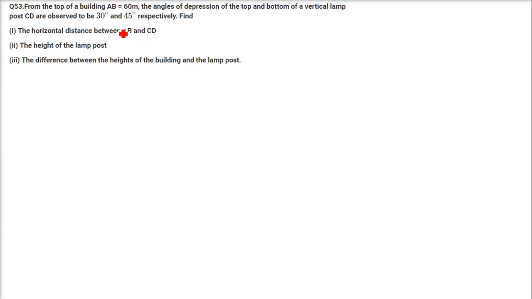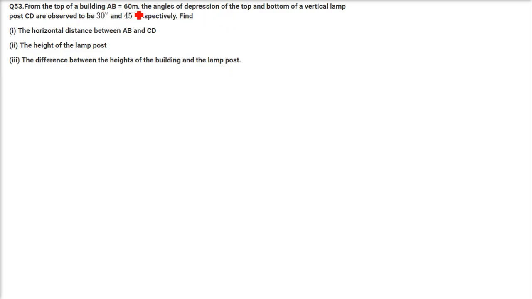From the top of a building AB, which is 60 meter, the angle of depression of the top and bottom of a vertical lamp post CD are observed to be 30 degree and 45 degree respectively. Find the horizontal distance between AB and CD, the height of the lamp post, and the difference between the heights of the building and the lamp post.